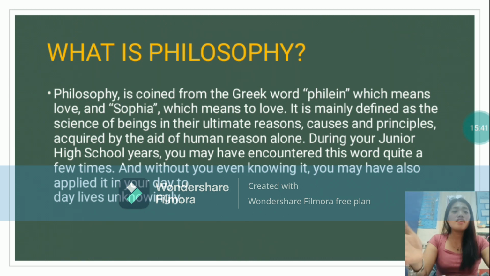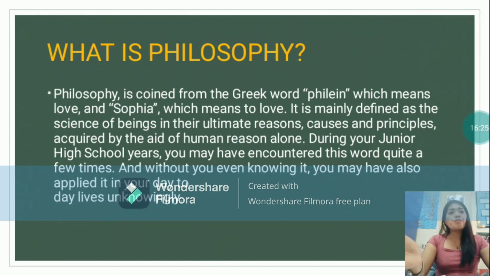Now, in this context, let us define philosophy. Etymologically, philosophy is coined from the Greek words philein, which means to love, and sophia, which means wisdom. It is mainly defined as a science of beings and their ultimate reasons, causes, and principles acquired by the aid of human reason alone. During your junior high school years, you may have encountered this word quite a few times, and without knowing it, you may have also applied it in your day-to-day lives.